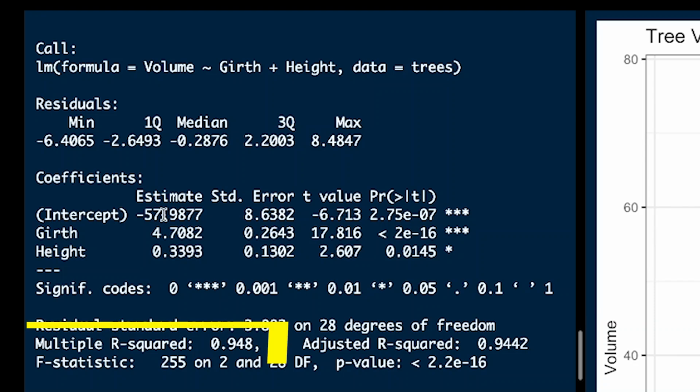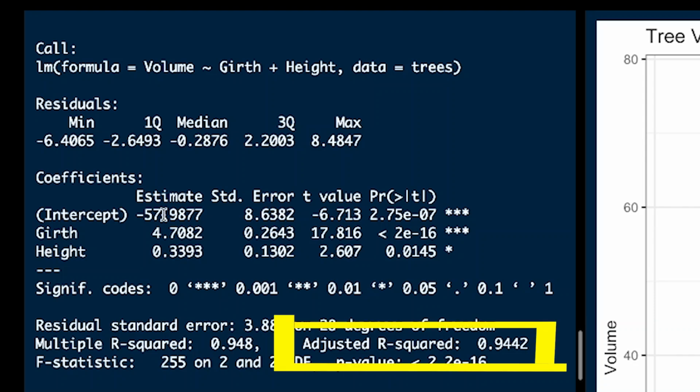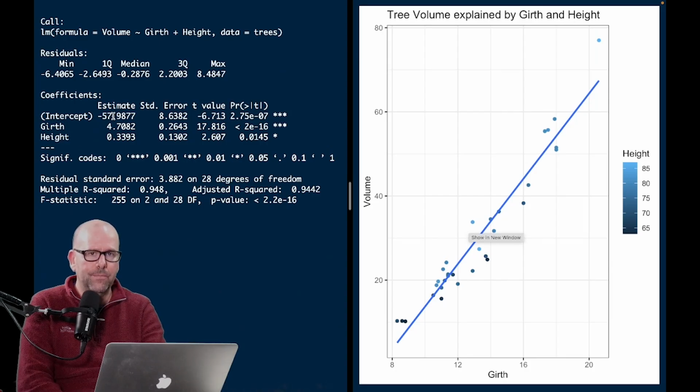And the multiple R squared on the left-hand side we ignore, because now we've got an extra variable in. This is multiple regression, not simple regression. So we shift over to the right-hand side and we look at the adjusted R squared, which is 0.94. So 94% of the change in volume can be explained by changes in both girth and height as a combination. That's what the adjusted R squared means, and that's a really useful thing.